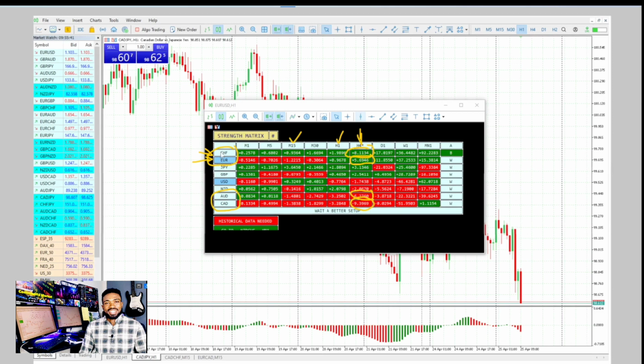So we can see, what can we merge? We can merge Swiss franc with the CAD. Can you see? Swiss franc with the CAD. So we can say Swiss franc with the CAD, Canadian dollar.